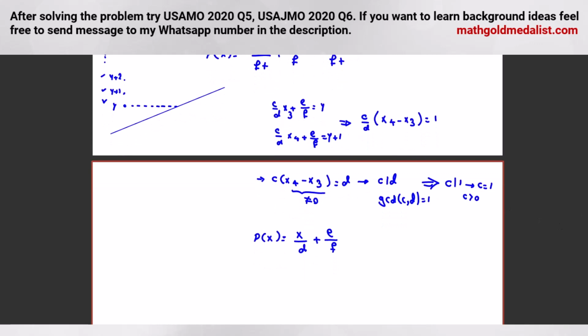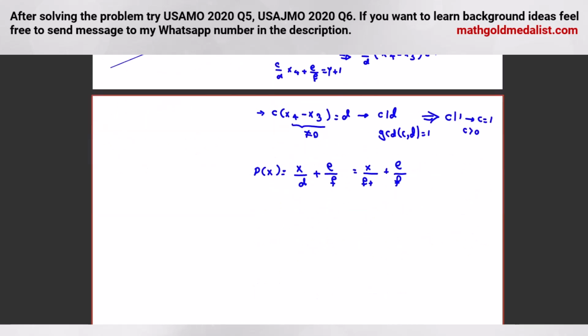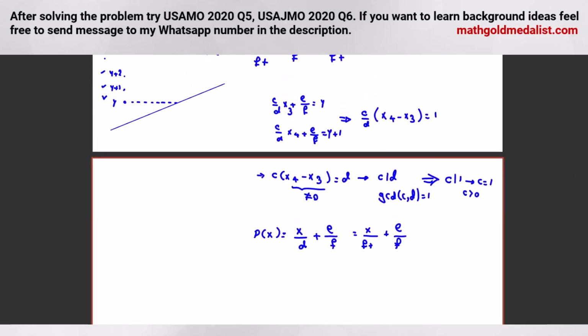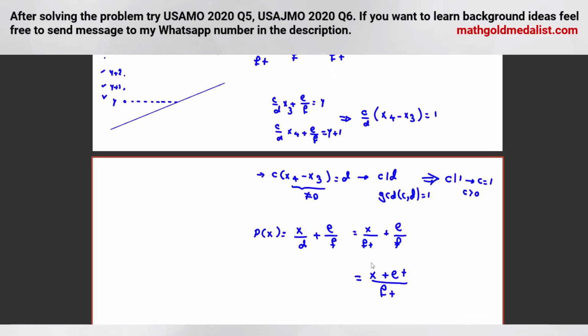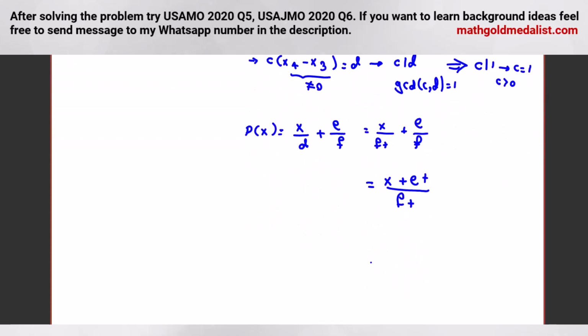So if we consider, for example, we proved P of x is x over Ft plus E over F, right? It should cover all integers from some point, right? So if we use a common denominator again, it will be (x plus Et) over Ft. So can we say that? Is it okay, t always?